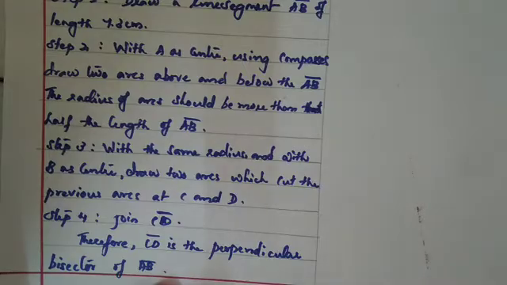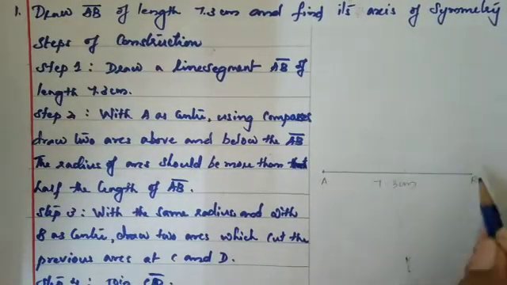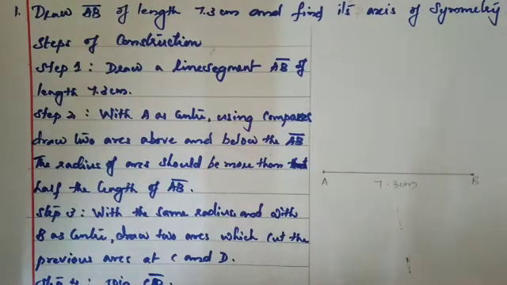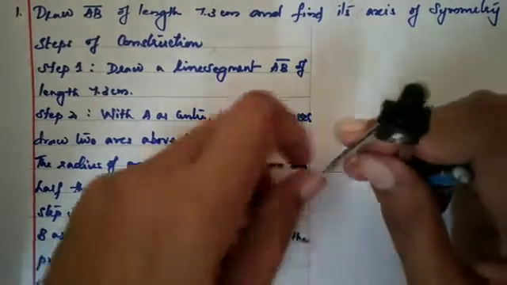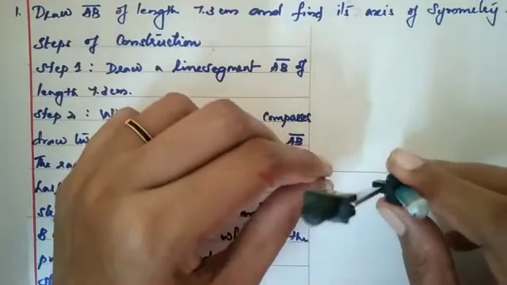Then you have to draw the figure. This is the line segment AB of length 7.3 cm. First you draw the line segment AB of length 7.3 cm using a ruler. Then take the compass with A as center and draw two arcs above and below the line segment AB. The radius of arcs should be more than half the length of AB, so you have to take a measurement which is more than half the length of AB.